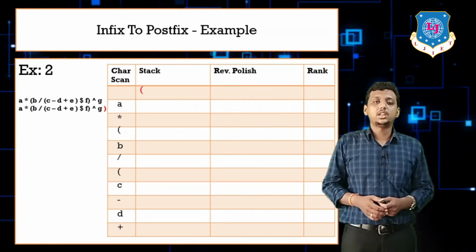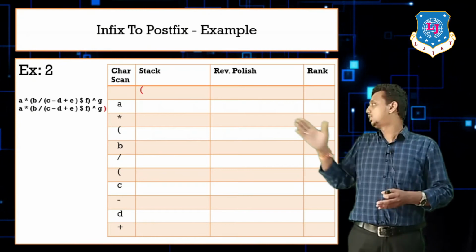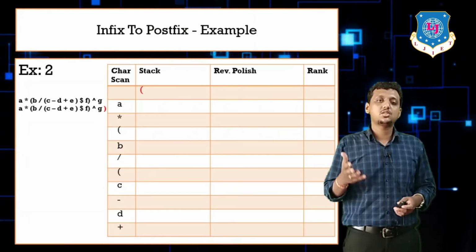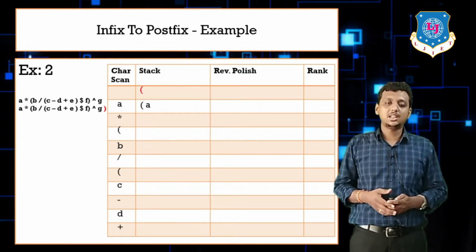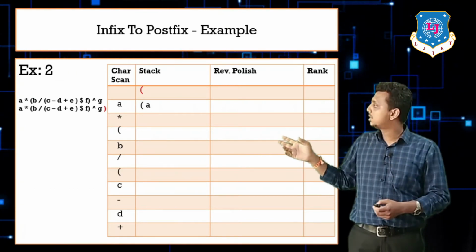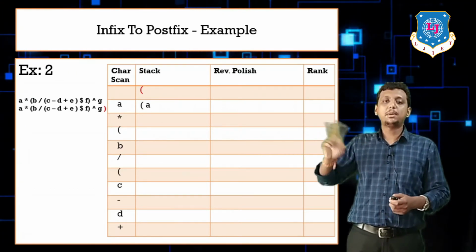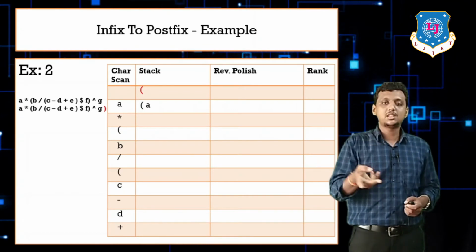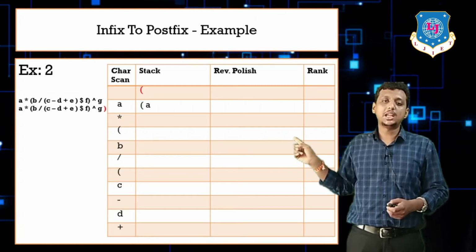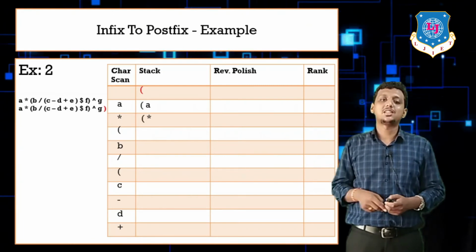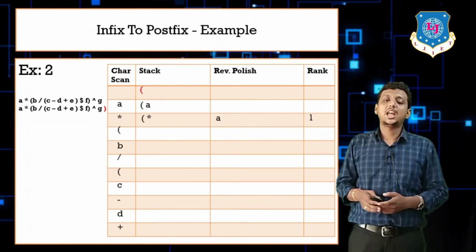So what happens over here? First, we need to compare A with the opening bracket. Obviously, A has higher precedence, so we push A inside the stack. Reverse polish and rank remain as they are. Next, when we talk about the star, compare star and A. A has again higher precedence. A will be popped from the stack, go into the reverse polish, and rank will be calculated. And star is pushed inside the stack. So here it is, A and 1.